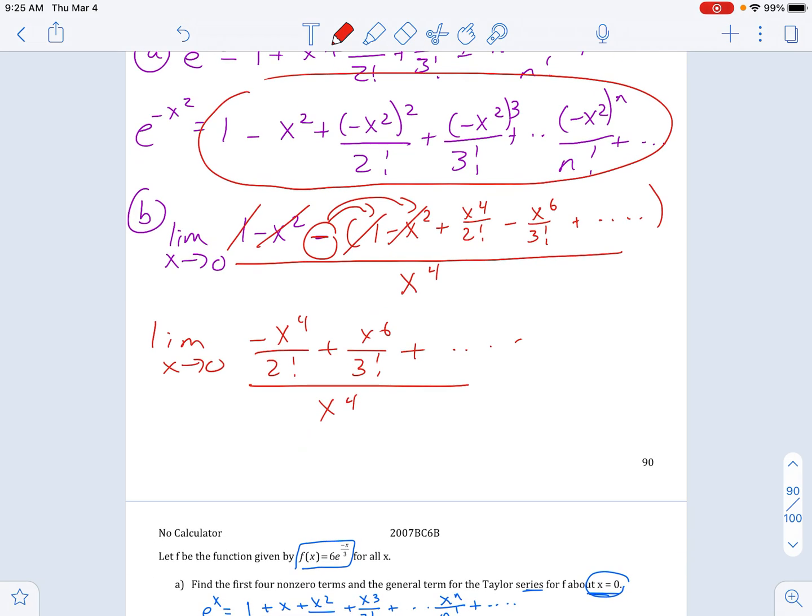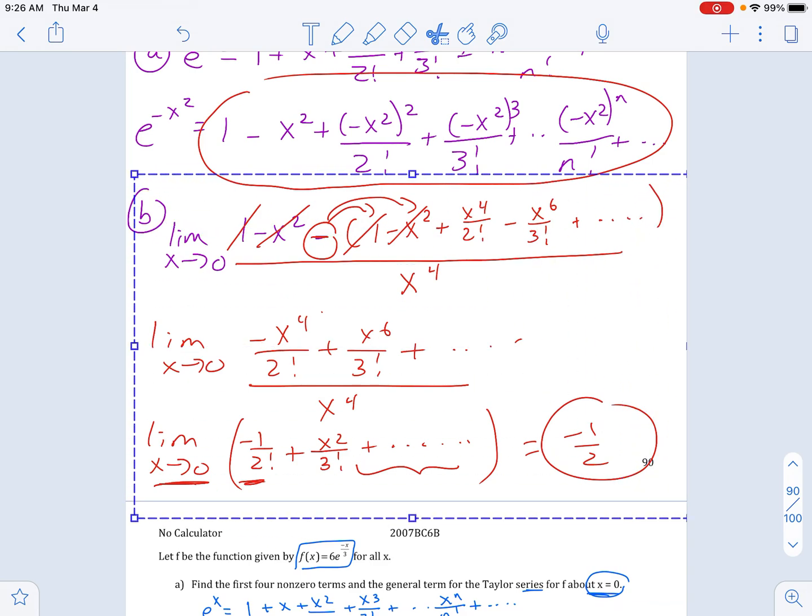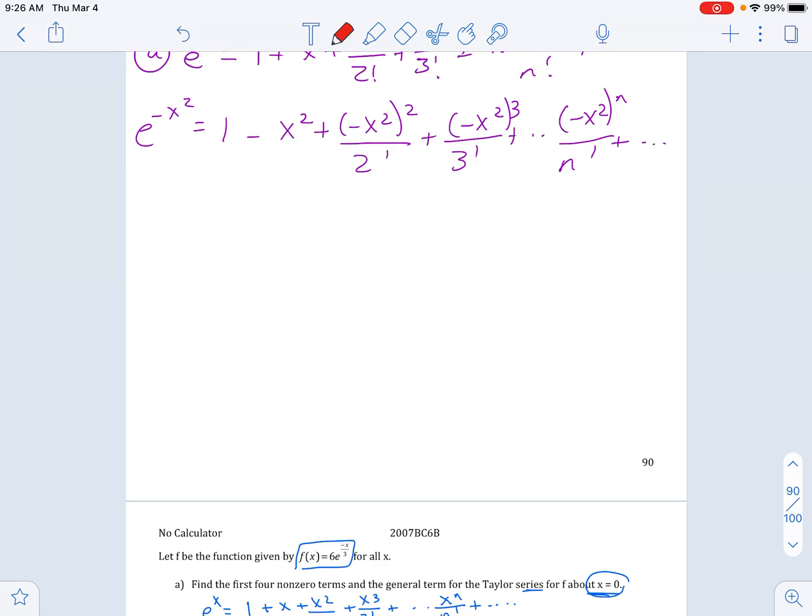Notice what happens is you are going to divide every term through by x to the 4th. So the first term is negative 1 over 2 factorial. Your second term looks like this, and there's more terms that go on, but notice every single term after this has an x there, so when I take the limit as x goes to 0, all you're left with is this term, which is negative 1/2, and that's how you get to that limit. Let's get rid of this.